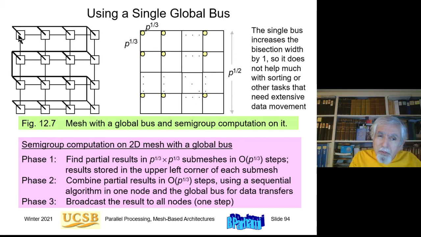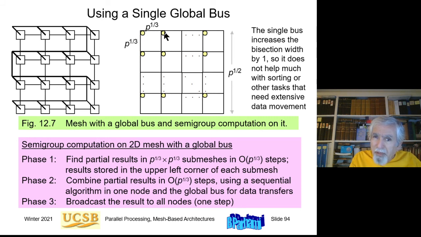However, we cannot do communication between this corner and this corner simultaneously with communication between this corner and this corner, because there's just 1 bus. Okay, I can develop an algorithm. So this bus in fact helps even though there's just 1 bus. I can do semi-group computation in order cube root of p instead of order square root of p. And the idea is that I do semi-group computation in these cube root of p by cube root of p submeshes. And that takes order cube root of p because these are small meshes.